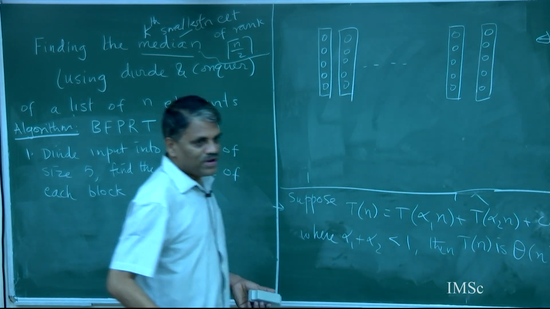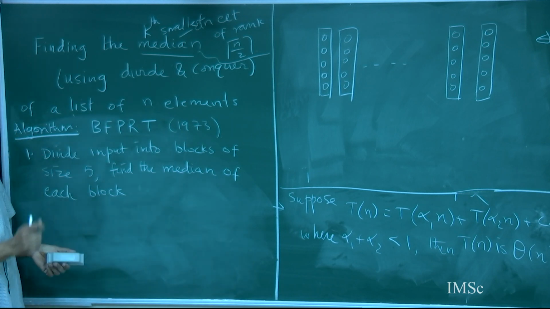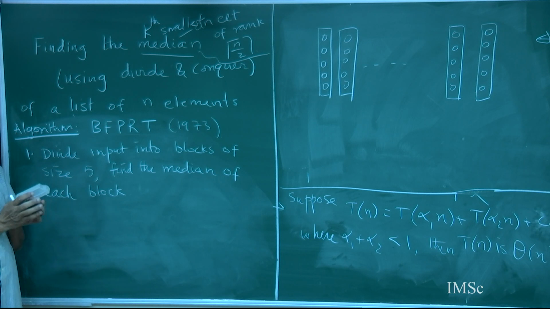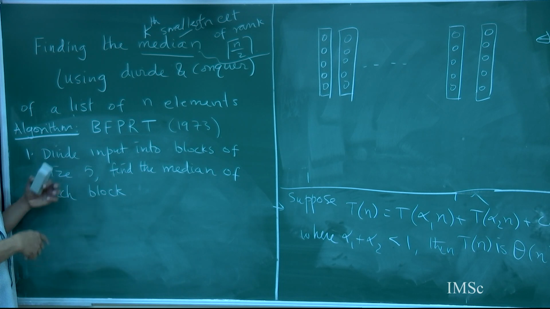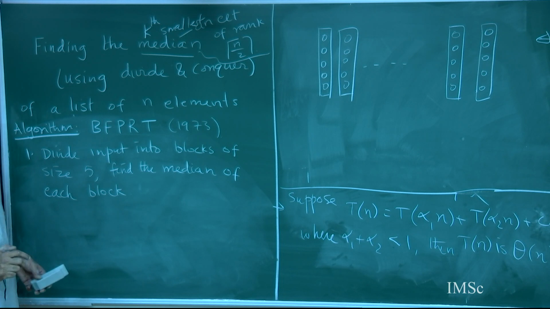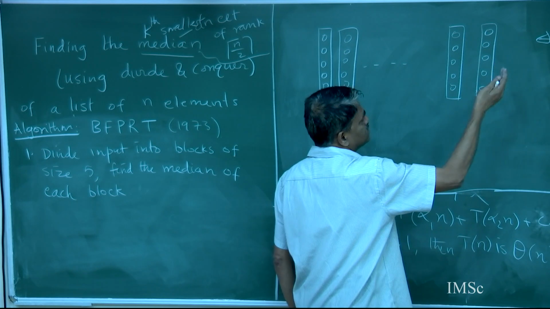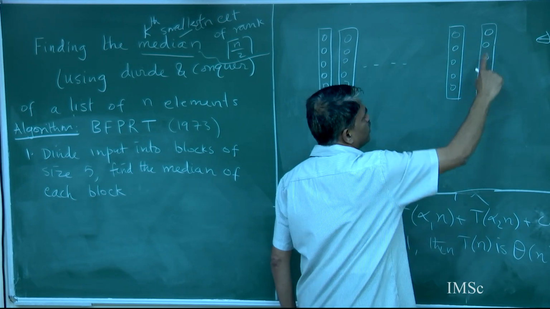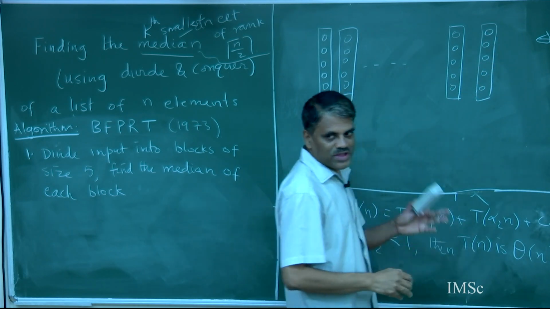n may not be a multiple of 5, so just add some elements. Make it a multiple of 5 by adding some elements which are larger than all elements in the list, some dummy elements. So this is just a technicality. It's convenient to just divide it into blocks of size 5. When n is not a multiple of 5, you may want to add, let's say, up to 4 new elements. When n is 1 mod 5, you add 4 new elements, supposing all 4 are bigger than anything on this list. That's something you can do in linear time.